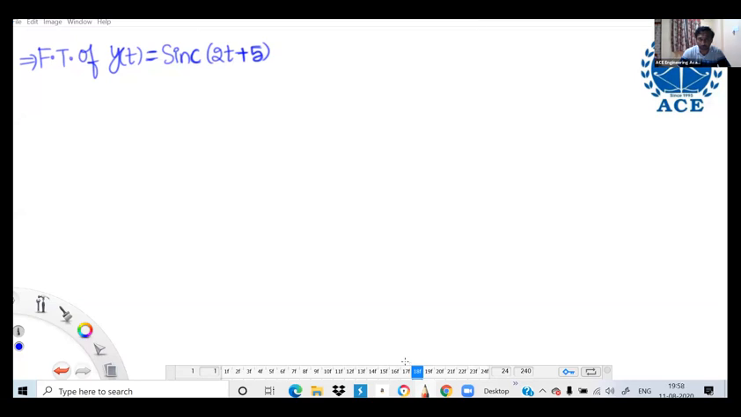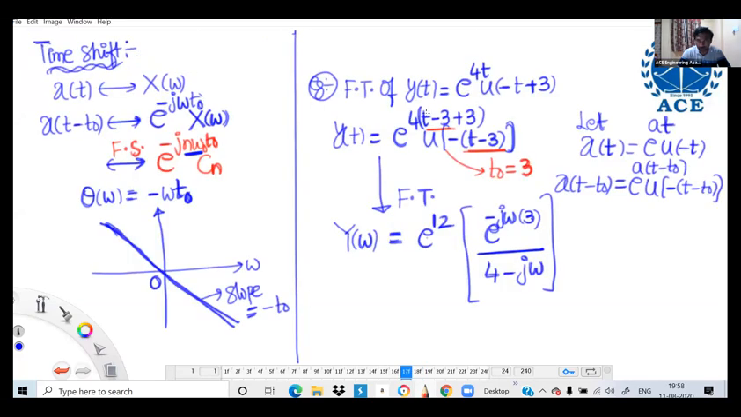How e^{12}? One more time. The shifted version is e^{a(t - t0)}u(-(t - t0)). This is also the same way. What is extra? 4 into 3. That is extra or not? 4 into 3, that is extra amplitude scaling. Let me write that step also: e^{12} times e^{4(t - 3)}u(-(t - 3)). Having a shift of 3 units, e^{12} is the extra multiplier.